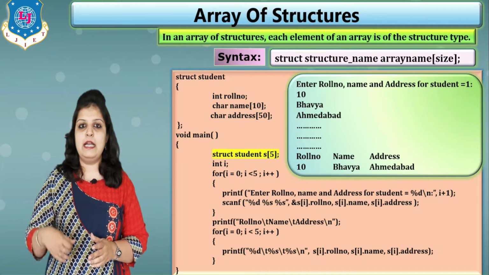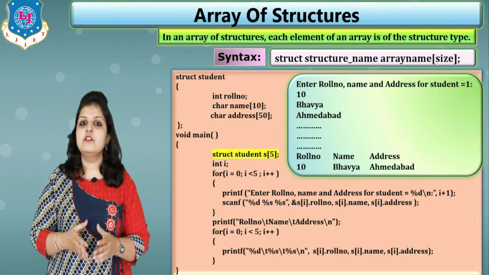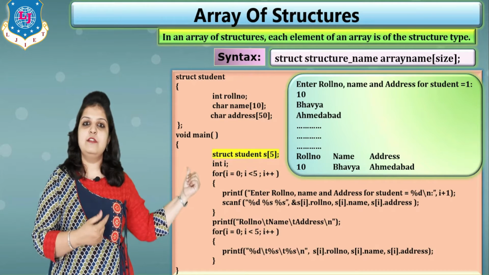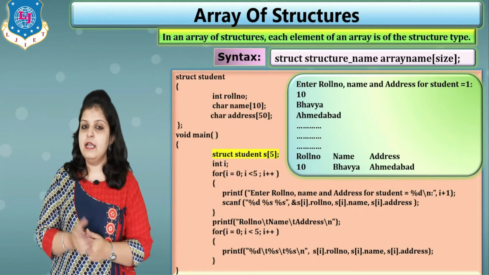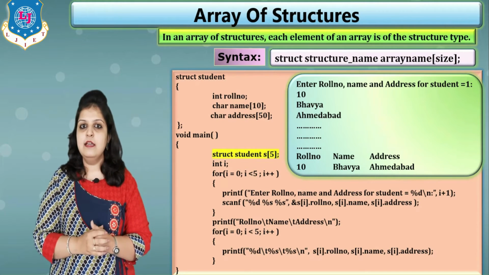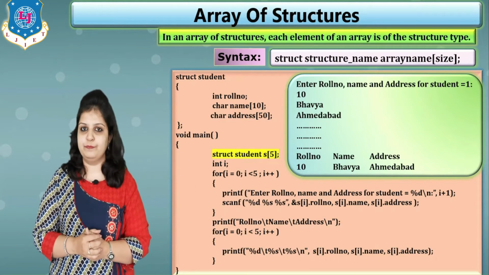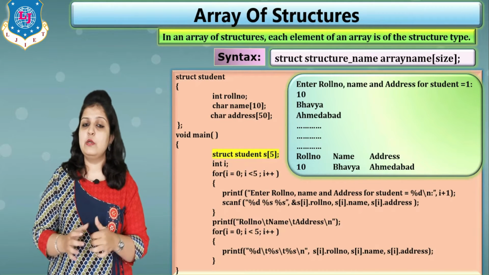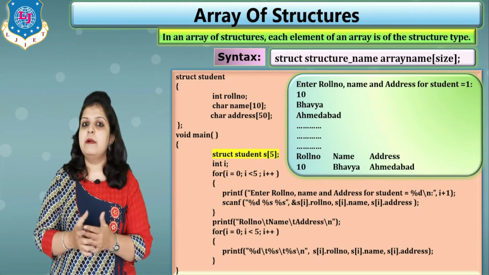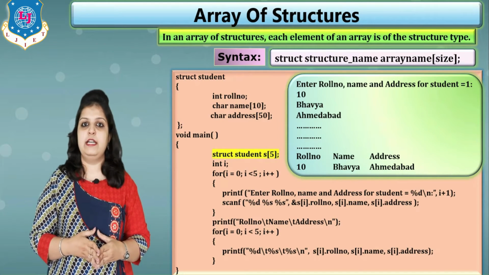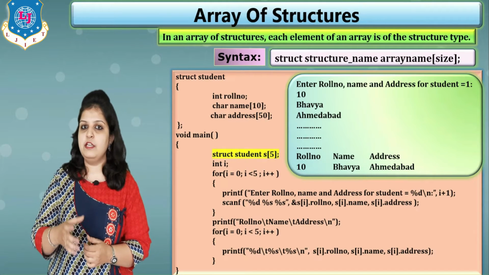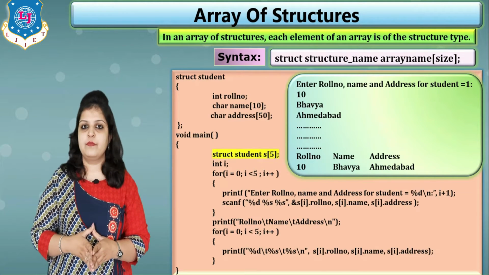Now if you want to enter data for n students, you just have to change your for loop so that i is equal to 0 and i is less than n, and you have to declare one more variable and scan it before the loop. You can also increase the size of your array. Here I am writing S of 5, but if you want to store 50 students' data, then just write S of 50. In this way we can use an array of structures.